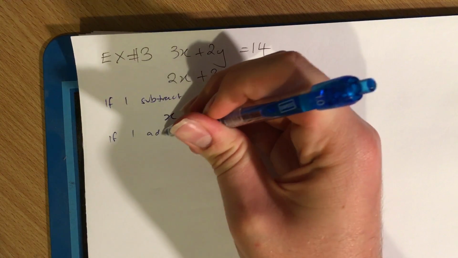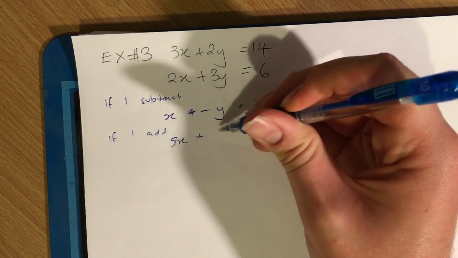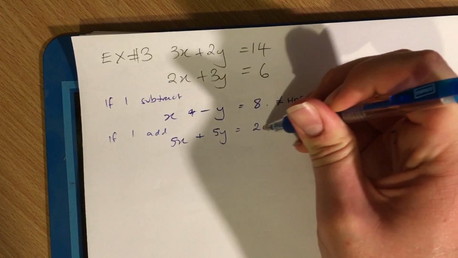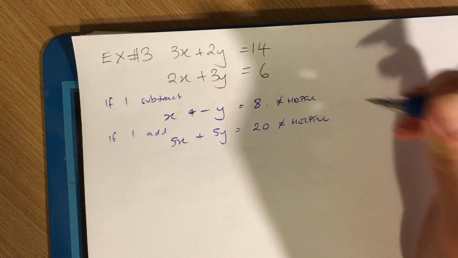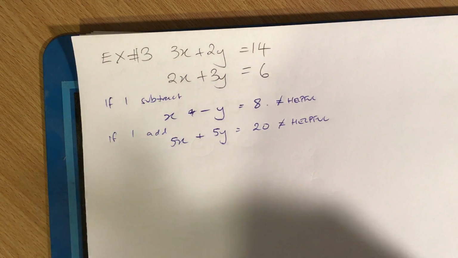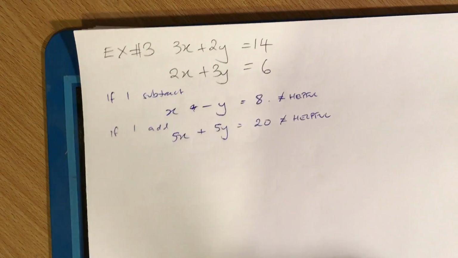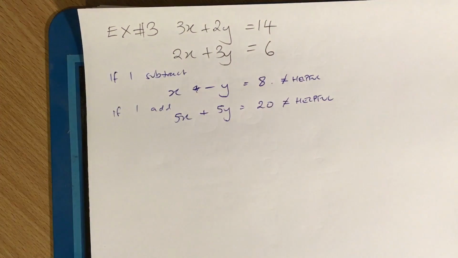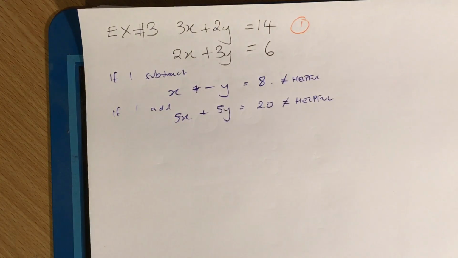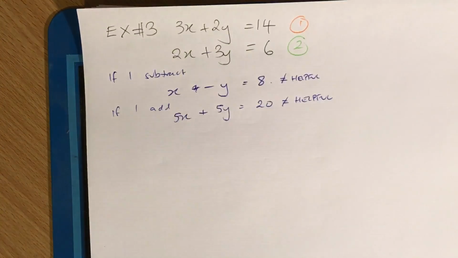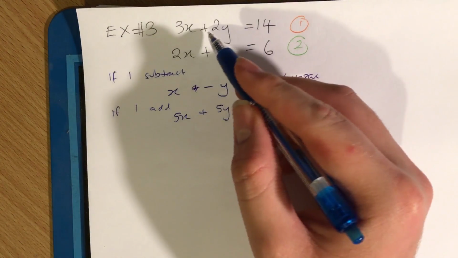If I add, I get 5x plus 5y is equal to 20. That's also not helpful, because, by the way, that means does not equal helpful. So I can't subtract and I can't add them. I could alter them ever so slightly, though. Remember how we were rewriting equations? Well, we could possibly do the same thing here.